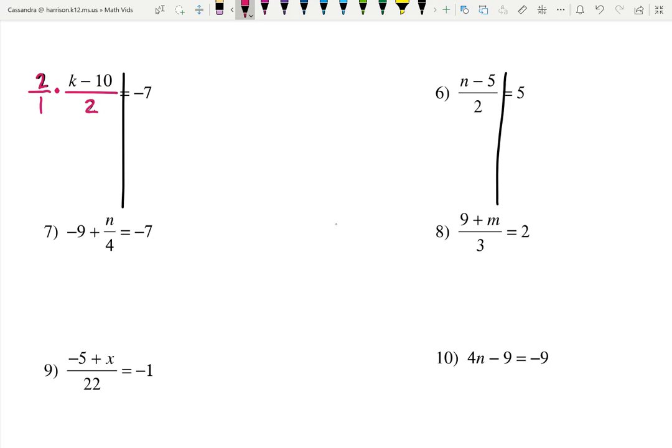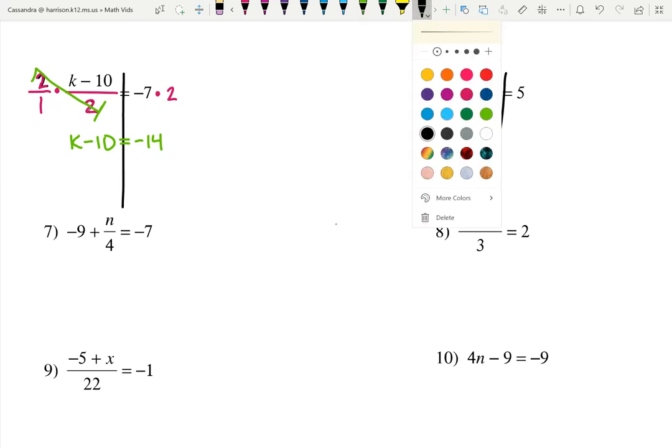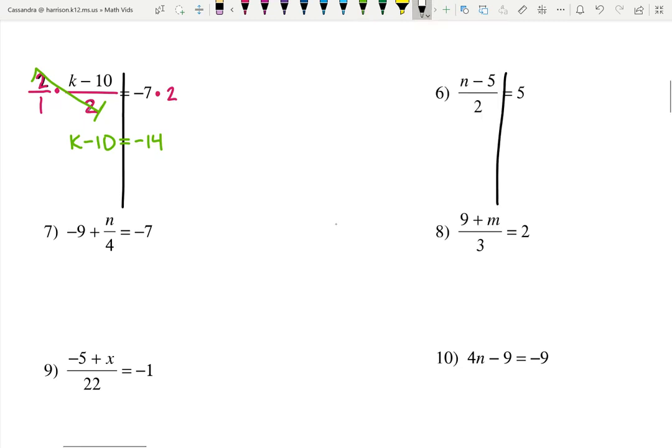Now, since I multiplied by 2 on the left side, I'm also going to multiply by 2 on the right side. And let's see what happens here. 2 over 2 becomes 1. That cancels out, and we're left with k minus 10 equals, and then over here, negative 7 times 2 is negative 14. That's how we handle any cases where there is a big fraction like that.